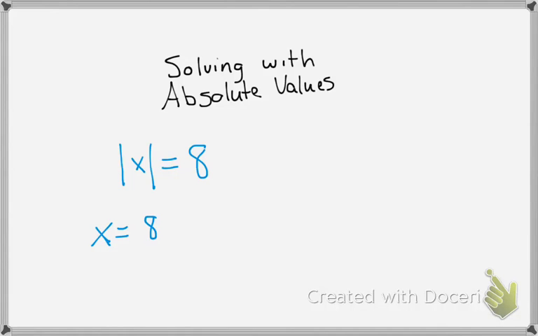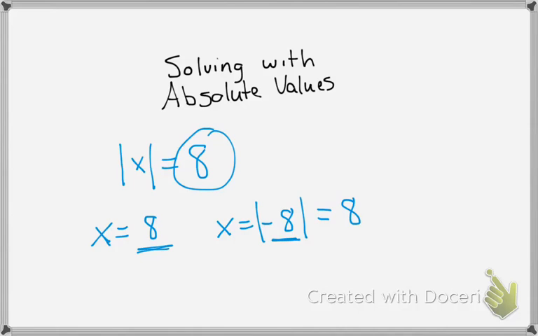However, due to the absolute value property, where a negative value inserted into the absolute value becomes positive, x could also be a negative 8, because if I take the absolute value of that, it does give me a positive 8. So we're going to focus on both the negative and the positive results of whatever answer we are dealing with.